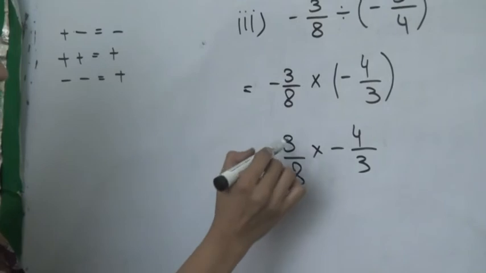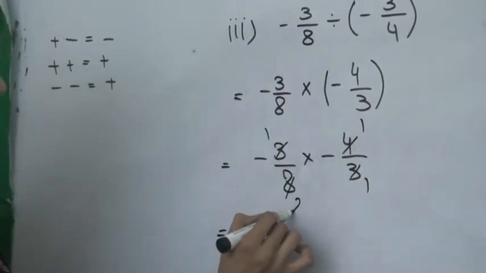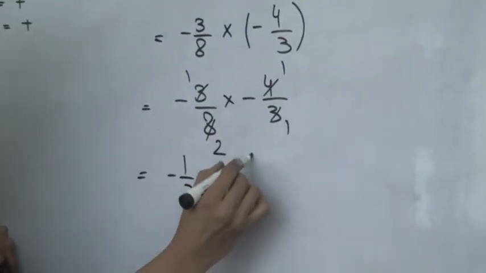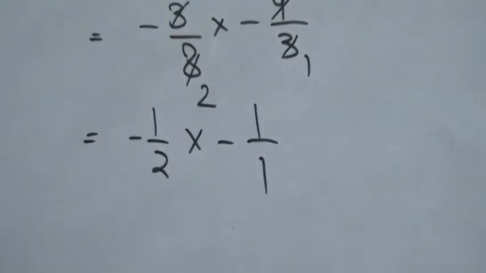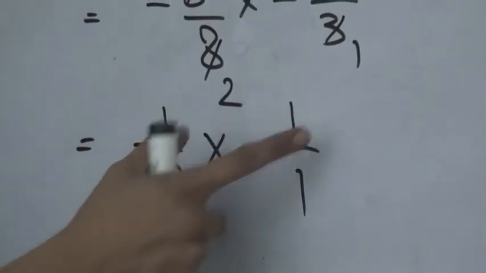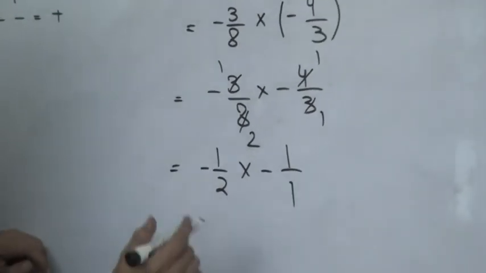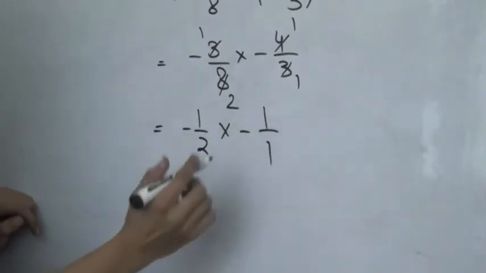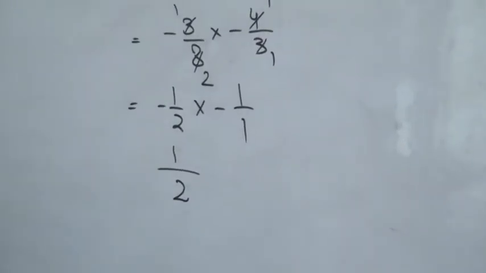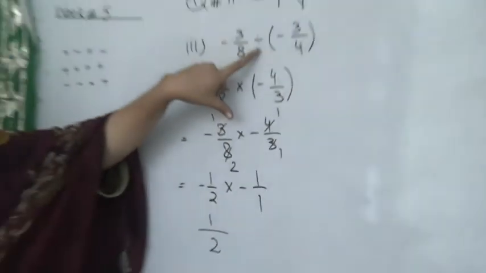So 3 ones are 3, 3 ones are 3, 4 ones are 4, 4 twos are 8. It will give us 1 by 2 multiplied by 1 by 1. Two rational expressions are going to be multiplied, so numerator will be multiplied with numerator and denominator will be multiplied by denominator. Minus minus will become plus, and 1 multiplied by 1 is equal to 1 and 2 multiplied by 1 is equal to 2. This is the simplification of rational numbers when there is a sign of division.